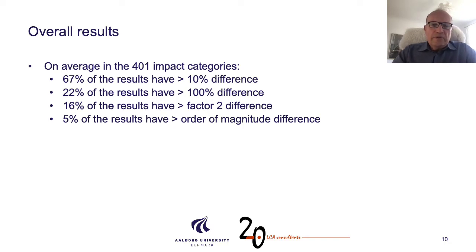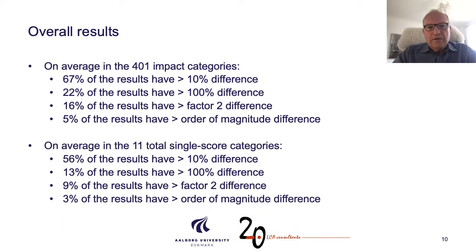The overall results of this analysis showed that when looking across all 401 impact categories in Ecoinvent, 67% of the results had more than a 10% difference. 22% of the results have more than a 100% difference, and 16% of the results had more than a factor 2 difference. 5% of the results have more than an order of magnitude difference.